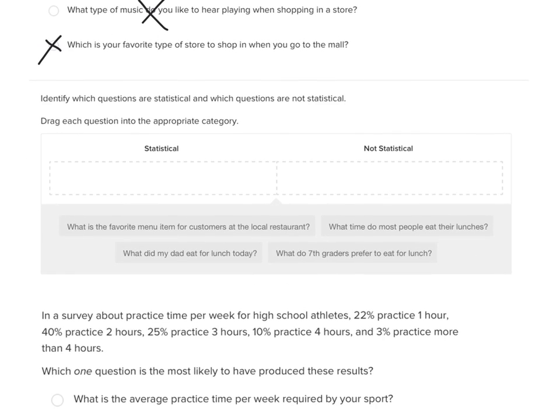Next question. Identify which questions are statistical and which questions are not statistical. Drag each into the appropriate category. All right.